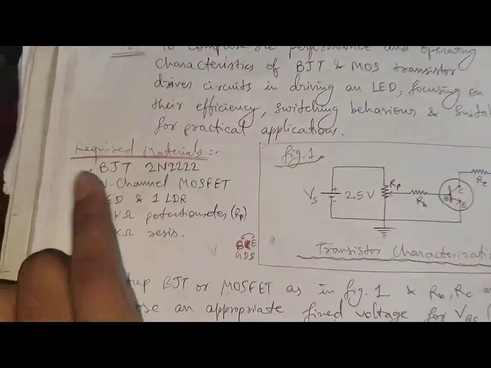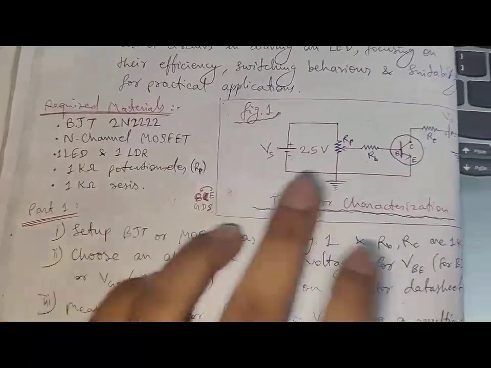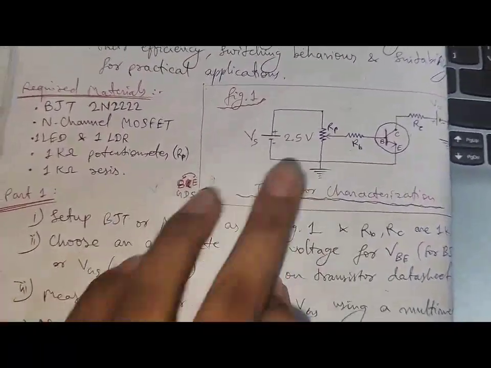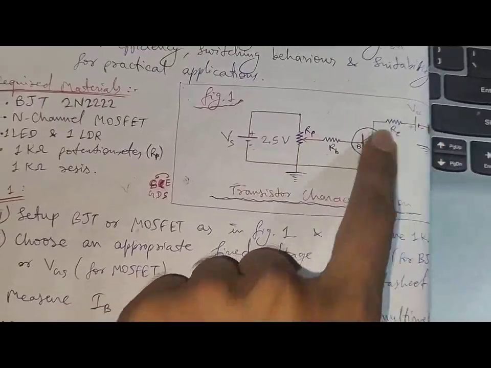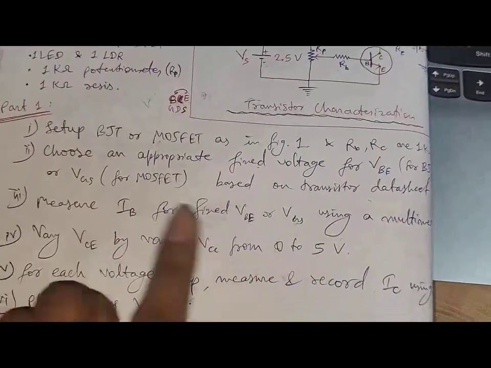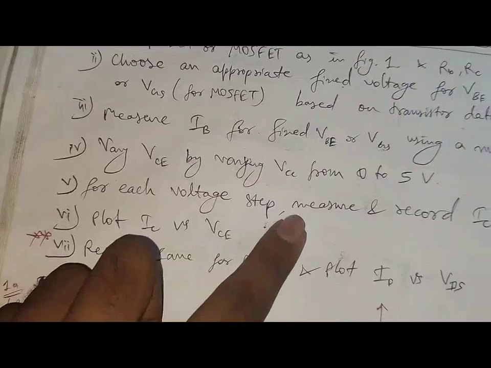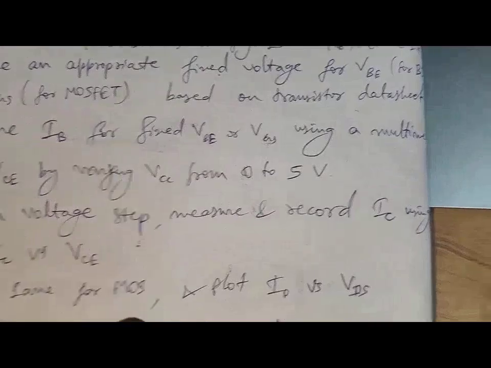You can see my ID card in the dual mode video, and this is an experiment demonstration of week 5 of electronics lab. You can see the required materials written here, and the LDR is not needed in this experiment because it's the transfer characteristics of the BJT. RB and RC are 1 kilo ohm, and RP is a 1 kilo ohm potentiometer. Measure IB for the VB and VGS, and after that the IC versus VC and ID versus VDS graphs will be plotted.